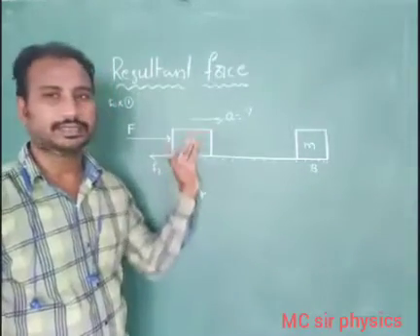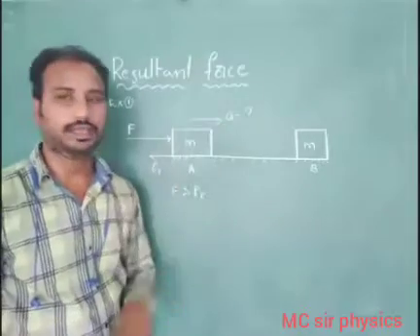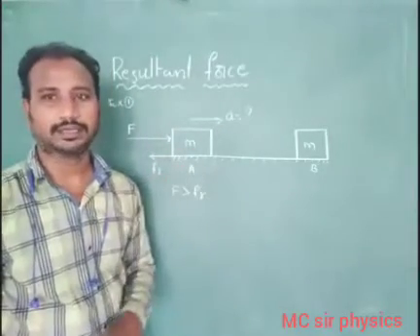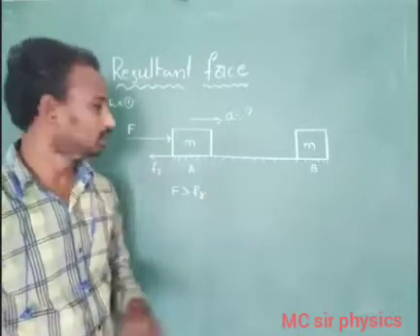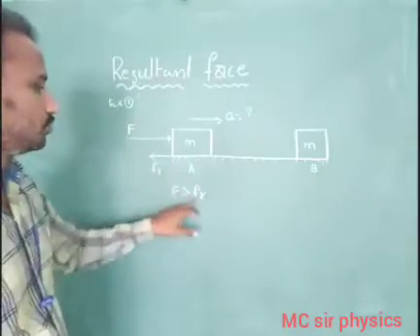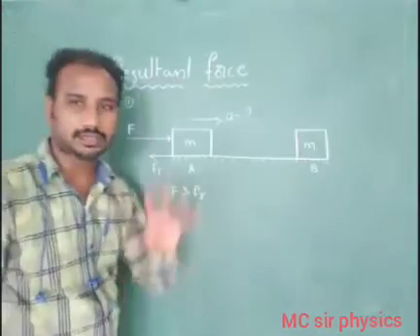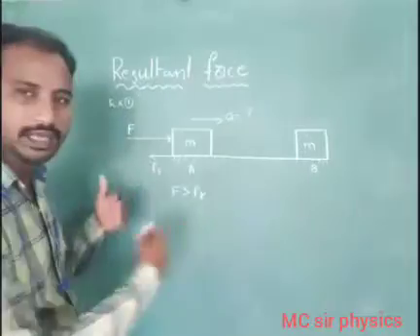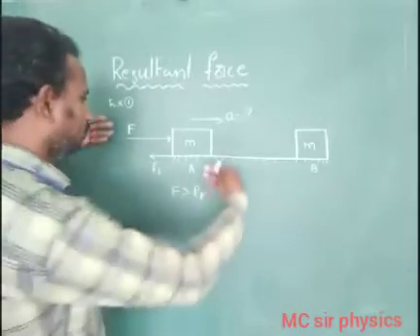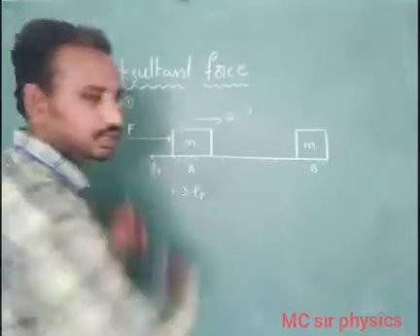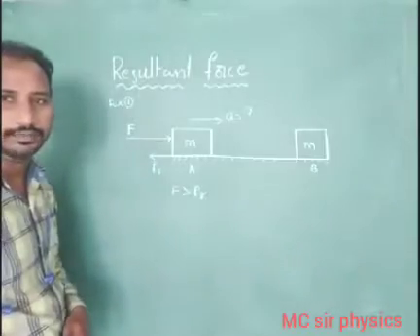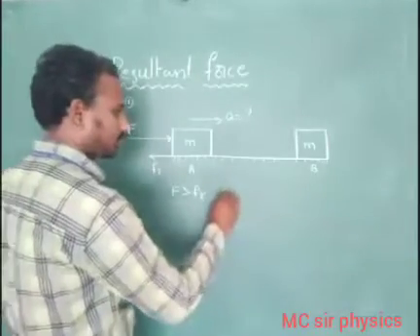Then the body gets acceleration a. What is that acceleration? Here we have to identify that these two forces are unbalanced forces. These two forces are acting in which direction? In opposite directions. Just identify this point.